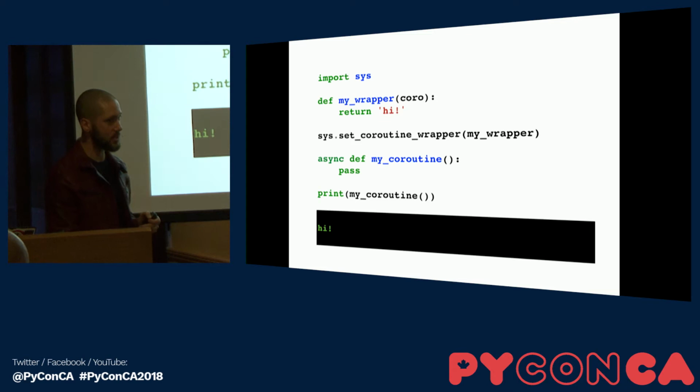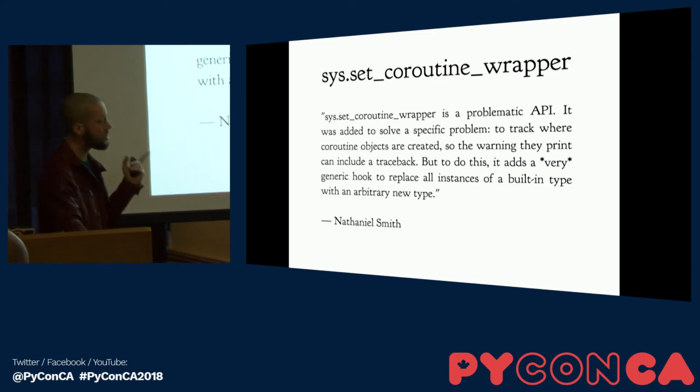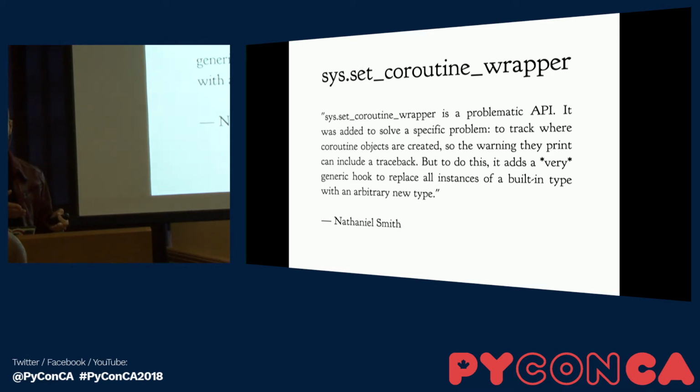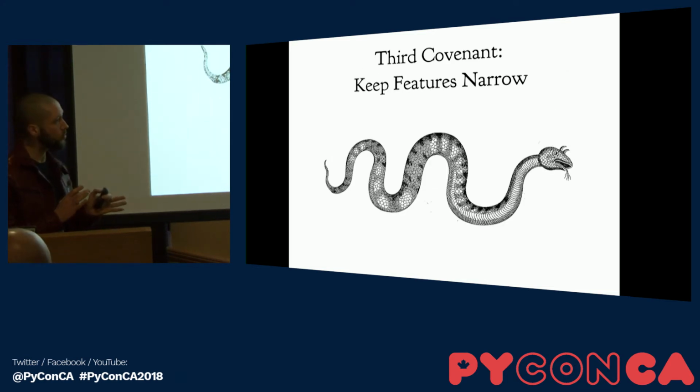Nathaniel Smith criticized this on the bug tracker. He said that sys coroutine wrapper is a problematic API. It was added to solve a specific problem, to track where coroutine objects are created so the warning they print can include a traceback. But to do this, it adds a very generic hook to replace all instances of a built-in type with an arbitrary new type. And this feature had to be deleted. So we can learn from this mistake and avoid it ourselves by keeping features narrow, shaping them to the problem we are trying to solve.